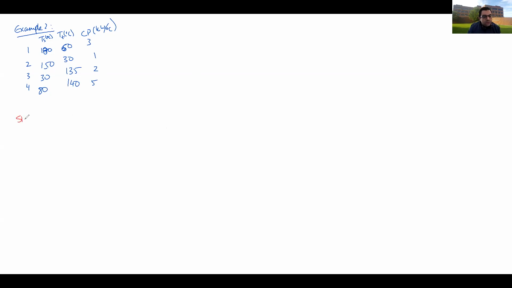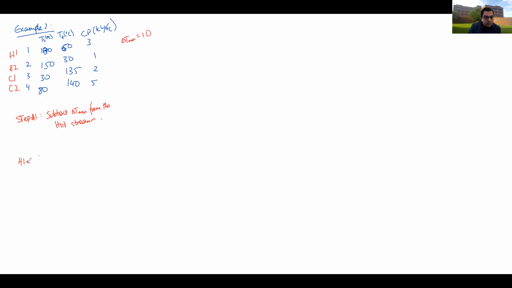Step 1, subtract delta T minimum from the hot streams. So I'm going to rearrange my hot streams so I have which ones are the hot. This is H1, this is H2, this is C1, this is C2. So I'm going to rewrite this. I have H1 here. What's delta T minimum? You're given delta T minimum to be equal to 10.